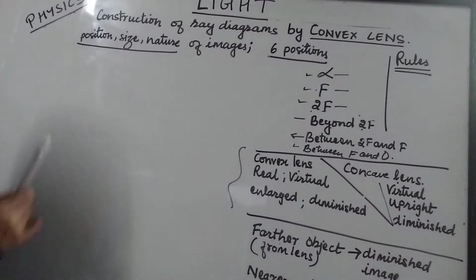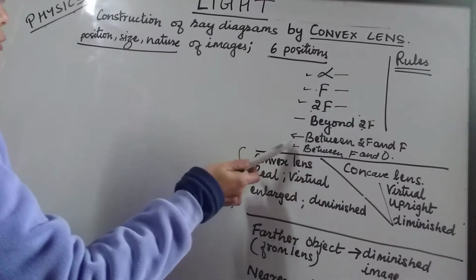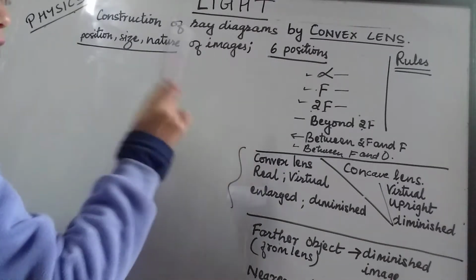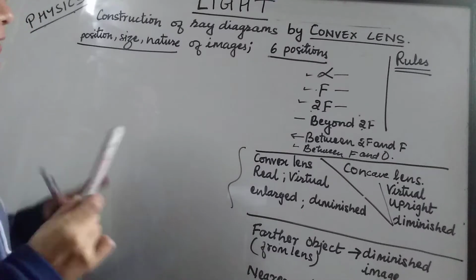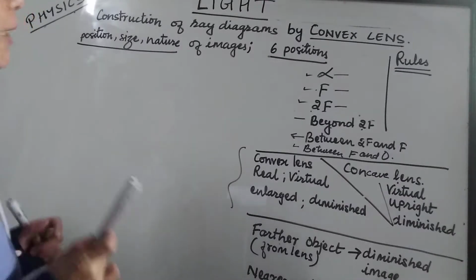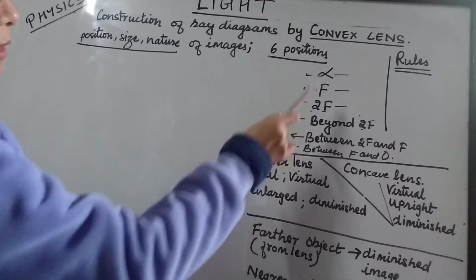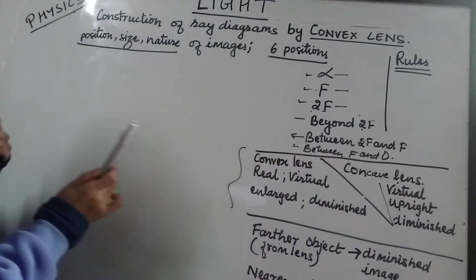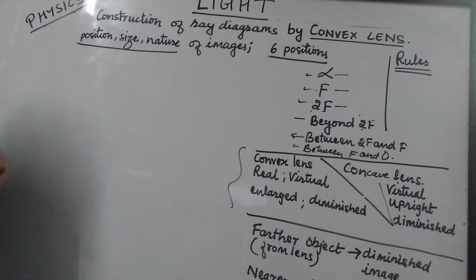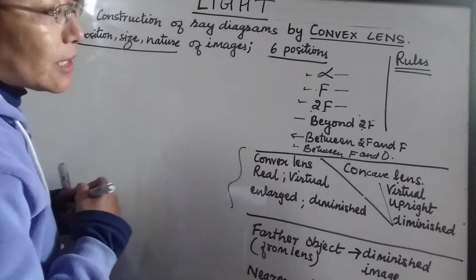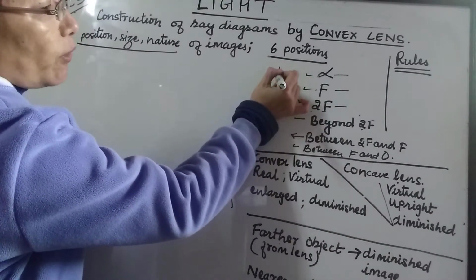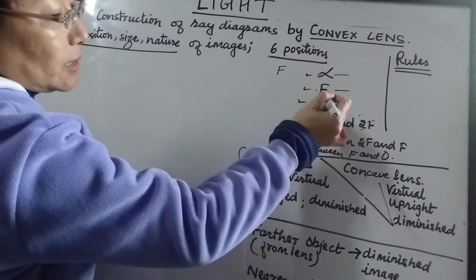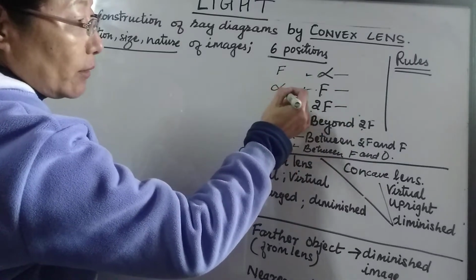For a convex lens, there are 6 positions we have to do, and the position, size and nature of images formed after refraction through the convex lens, we are going to see in this part. You have to study 6 positions: infinity, focus, 2f, beyond 2f, between f and 2f, and between f and O. When the object is at infinity distance, the image will be formed at f. You have to remember that this is about position. When the object is placed at f, the image will be formed at infinity.